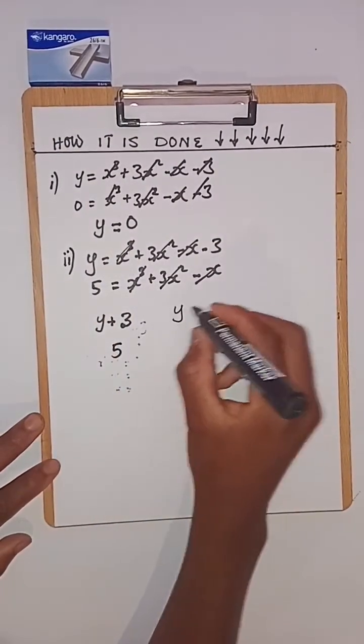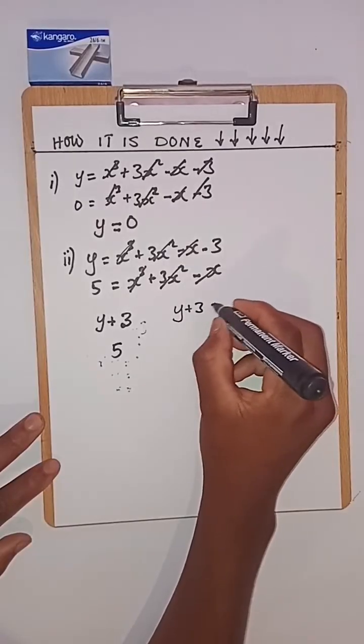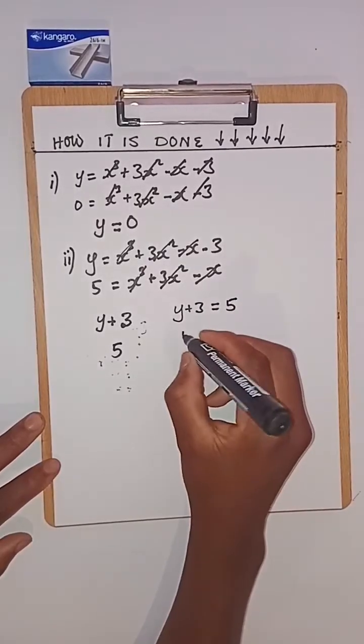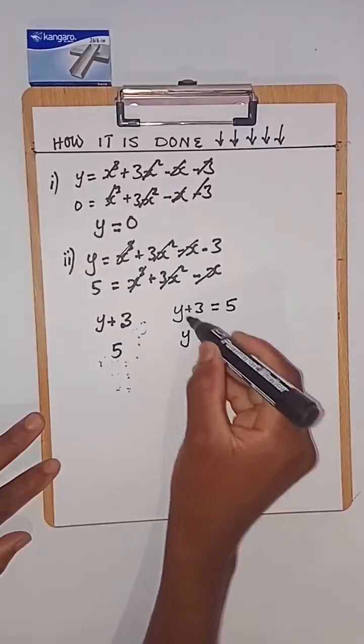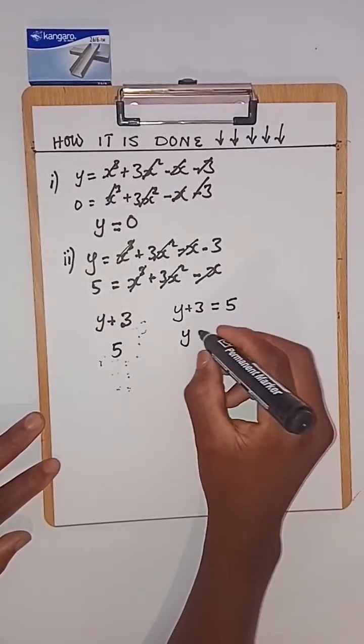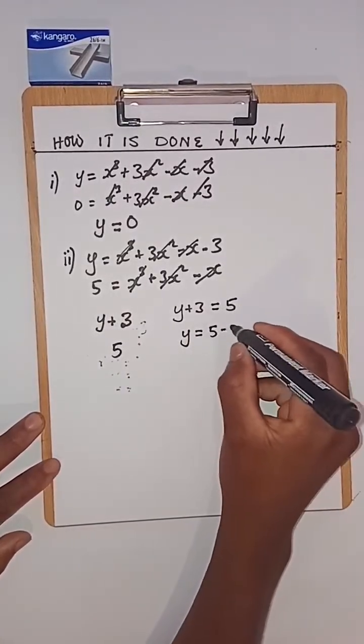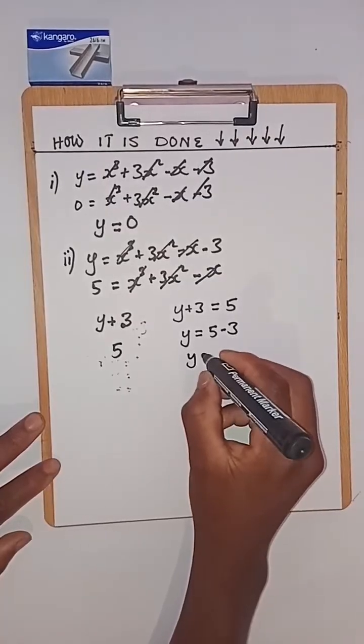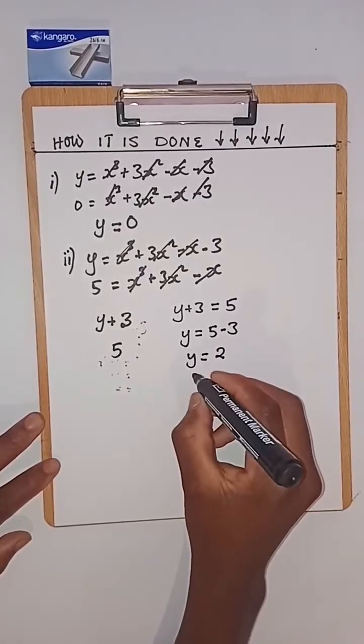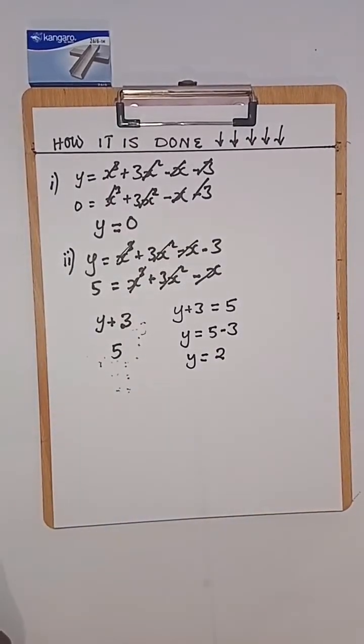You're going to have y plus 3 is equal to 5. Why? Because we are looking for y. This 3 will go aside and become a negative. This will be 5 minus 3 like that, and y will be equal to 2. So now we are going to have our graph and look for where y is equal to 2.